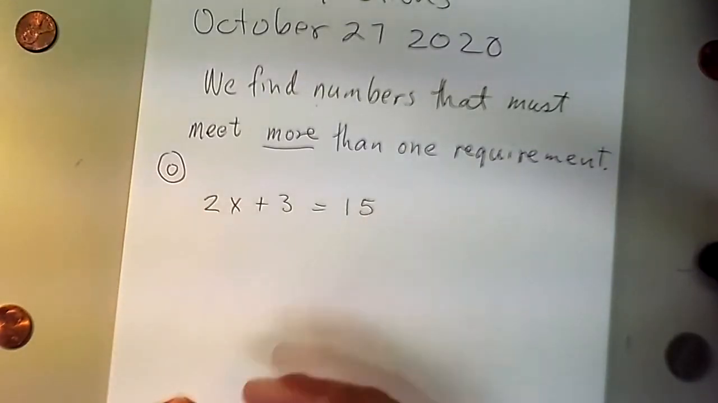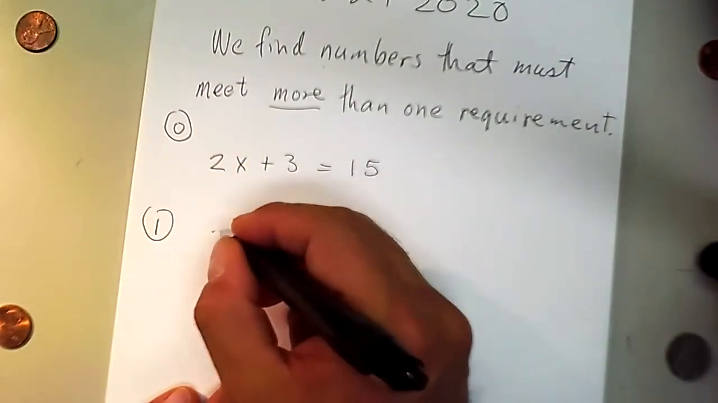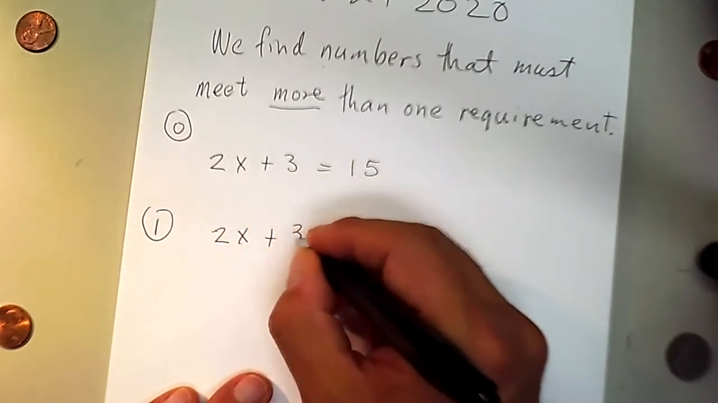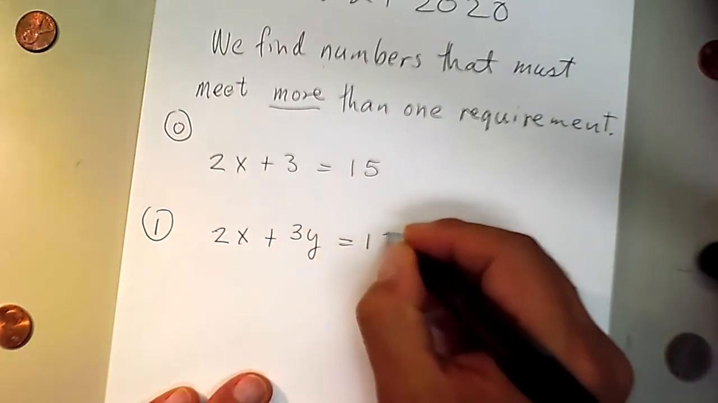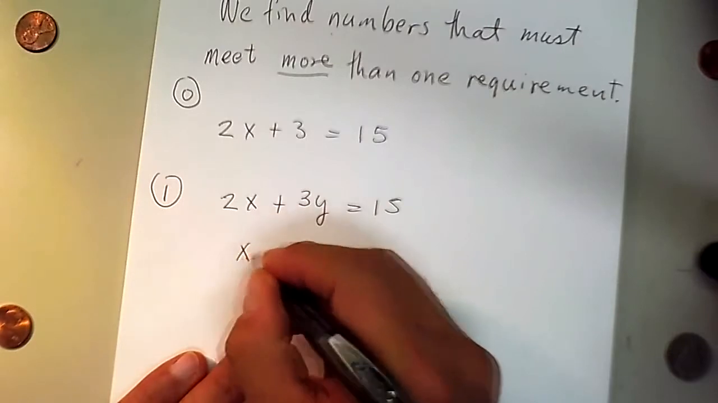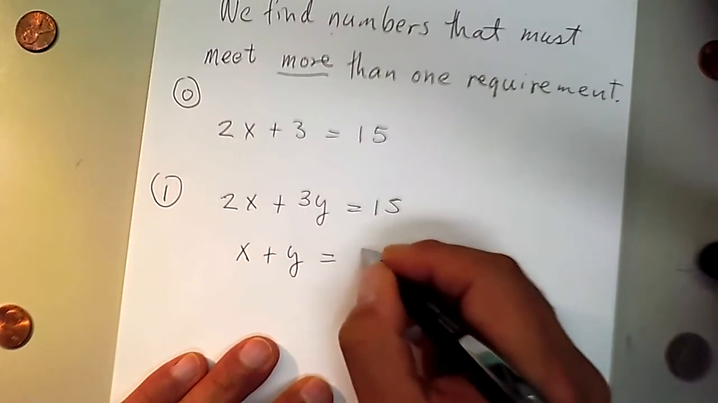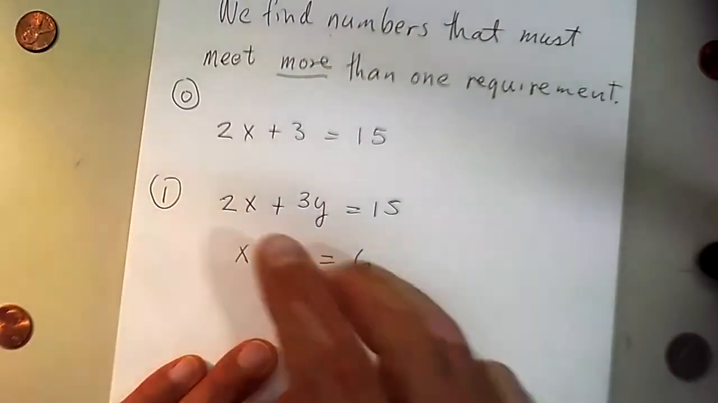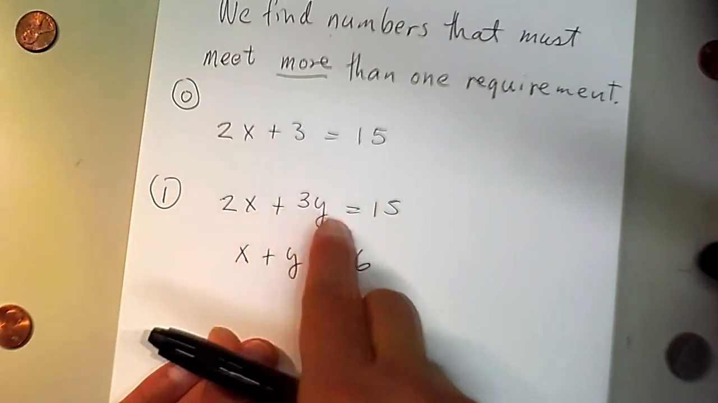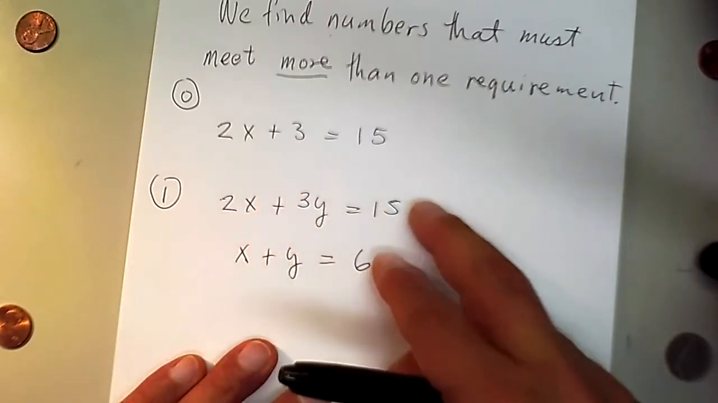If we have two requirements, say, 2x, so this is a different kind of problem, plus 3y equals 15. In addition to that, we want perhaps x plus y to be, and I'm just making this up, so let's say 6, all right? So now we're looking not for one number, but a combination of numbers that meet those two requirements together.